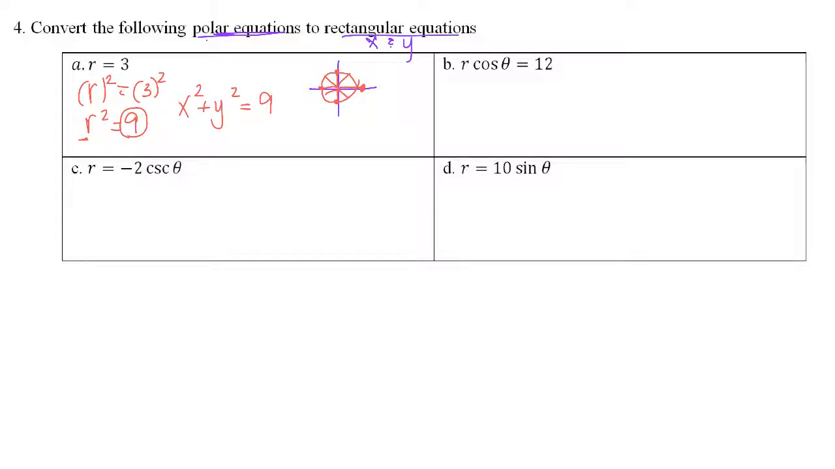That's your answer. So if you're just given a radius, just given an r value, square both sides. That gives you r squared equals whatever the number is squared. And then exchange r squared for x squared plus y squared. That pattern never changes. It's the same no matter what. All right, so now let's look at part B.